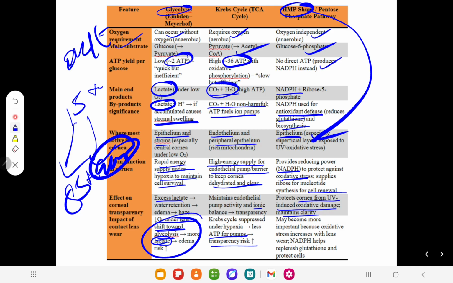If the Krebs cycle is suppressed, then the energy for the active pump mechanism will definitely be gone. There is no ATP. Then what happens? The active pump mechanism reduces. What do you mean by that? It means simply that endothelial cells cannot pump enough water from the cornea to the aqueous, isn't it? And what happens then? It means the cornea becomes edematous. It means there is a risk to transparency, isn't it? Yes.